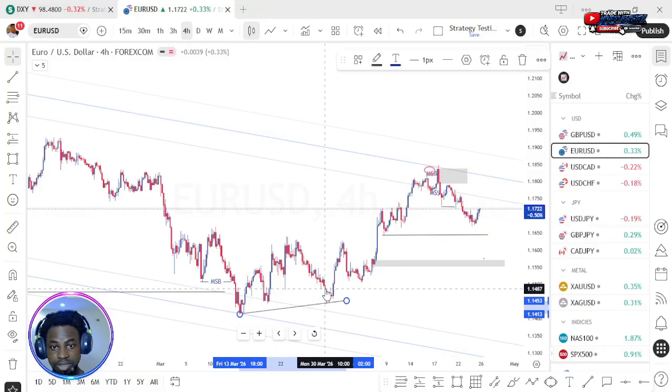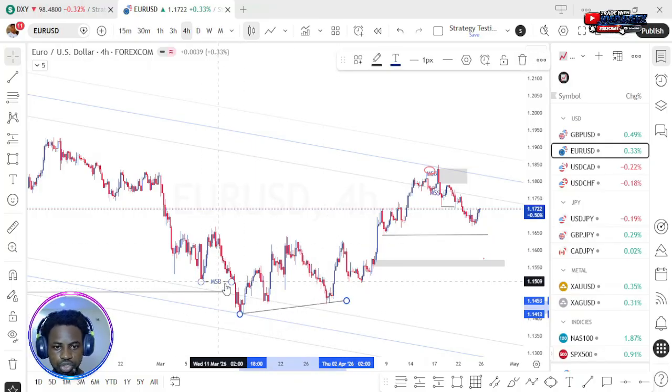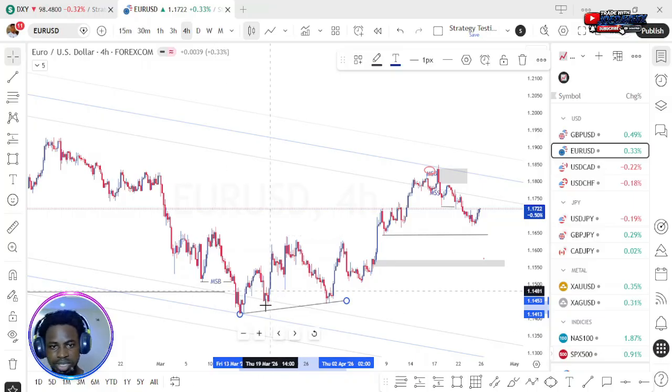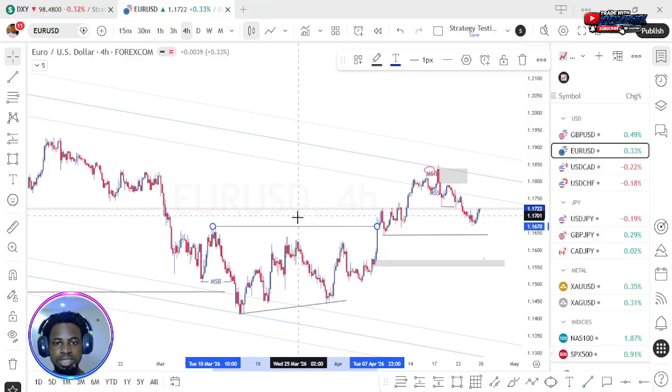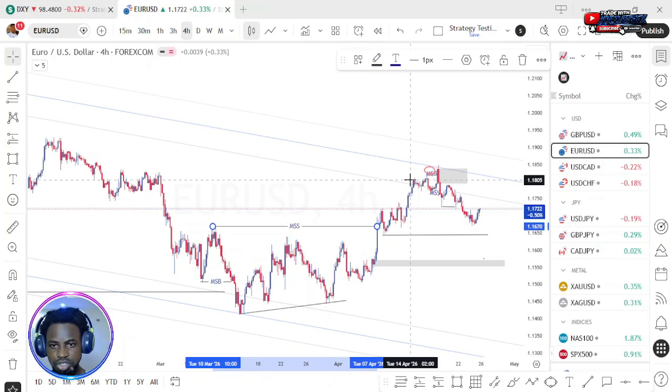Which is very clear. The high that broke the structure here to the downside is this high. So for price to remain in the downtrend, this is the high that needs to be protected. And actually, price took out this high here. So following this 4-hour structure, that's a change of character, which is my market structure shift. It means price has shifted to the upside.